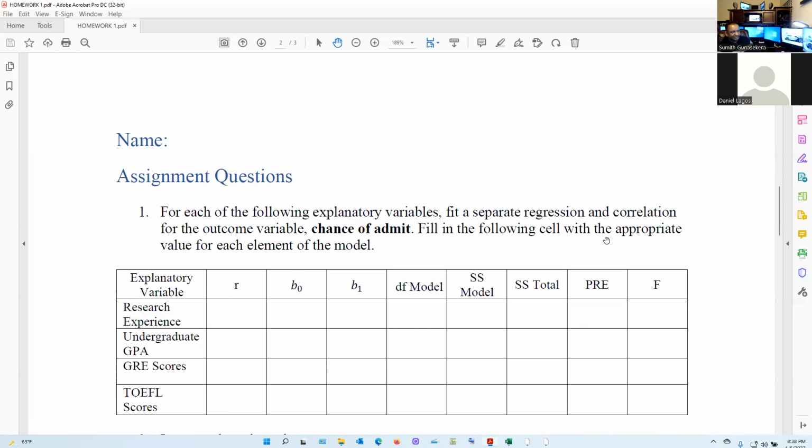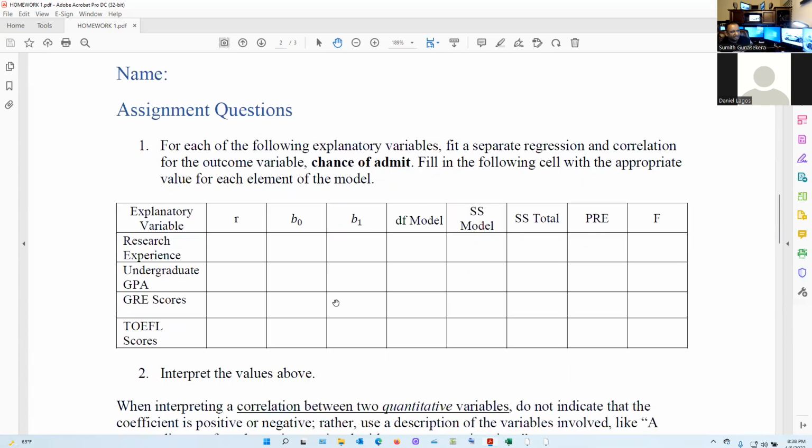Then fill in the following cells with the appropriate value for each element of the model. So you have a correlation coefficient R, capital R, we mentioned that. Now B naught, the intercept, B1, the slope, and degrees of freedom. There are several types: degrees of freedom for total, for model or regression, and for error. In a similar fashion we have three types of sum of squares: sum of squares model or regression, sum of squares error, and sum of squares total. Here we are asking you to put just the model only. Then sum of squares total. Again, we were looking for sum of squares total here, and F here, the F value.